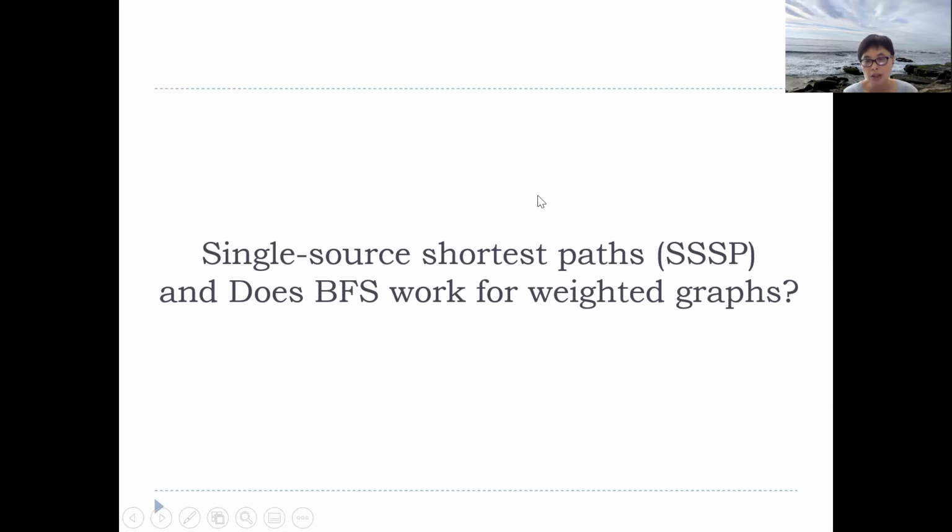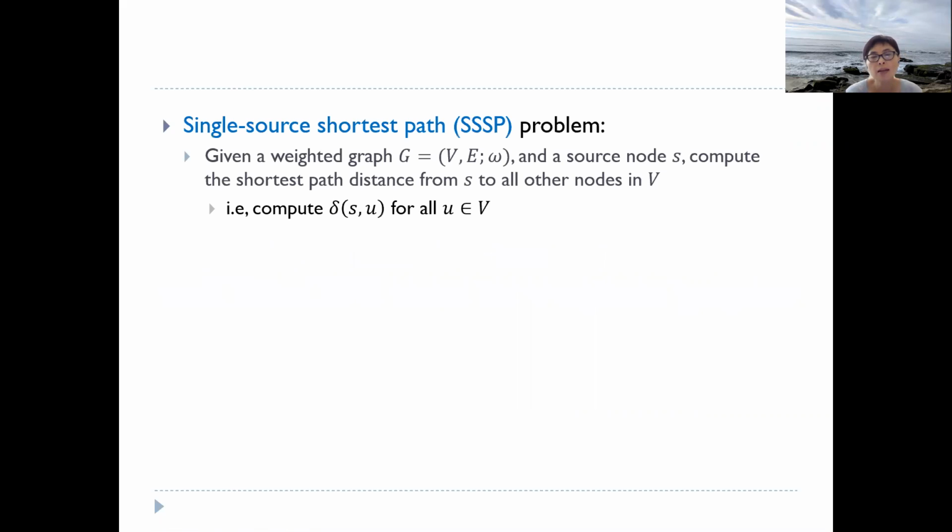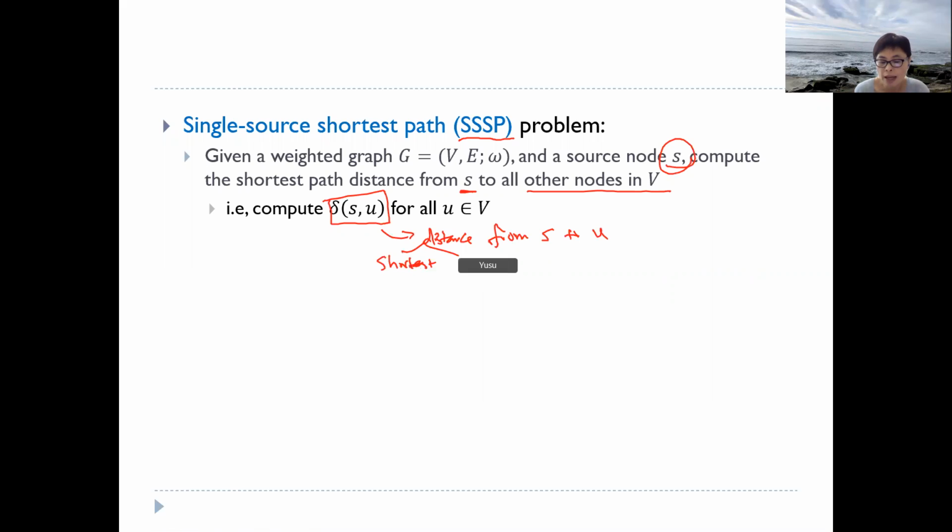So now let's talk about the shortest path problem and whether the BFS algorithm works for weighted graphs as well. We are going to consider the so-called single source shortest path problem, abbreviated as SSSP, which is just: given a weighted graph and the source node S, compute the shortest path distance from S to all other nodes. Recall that I use delta(S, U) to denote the shortest path distance from S to U. In other words, you want to compute delta(S, U) for all nodes U in your node set.